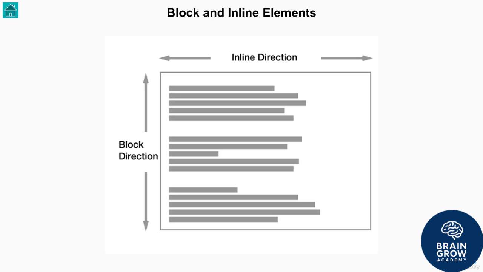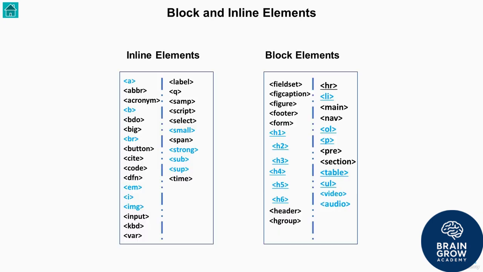Let's see the type of elements that are present in HTML5. Here you can see the list of elements. The highlighted elements in blue have been discussed in previous lectures, and the others are yet to be discussed.